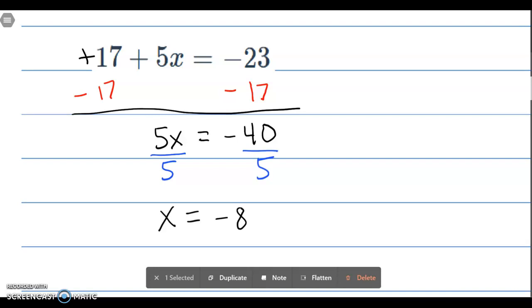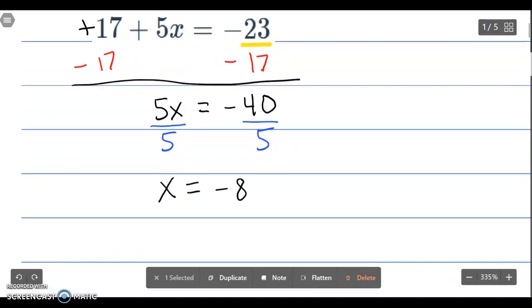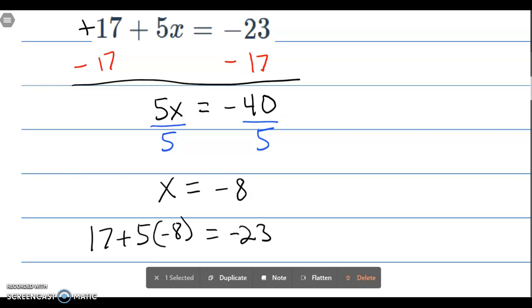Now my final step is to check my solution. If I'm saying x is equal to negative 8, I need to plug it in here for x to see if it actually equals negative 23. So you take the 17 plus 5 times negative 8, and type that in your calculator, and you would get negative 23. If you don't get the same thing as you have up here, then it's not right.